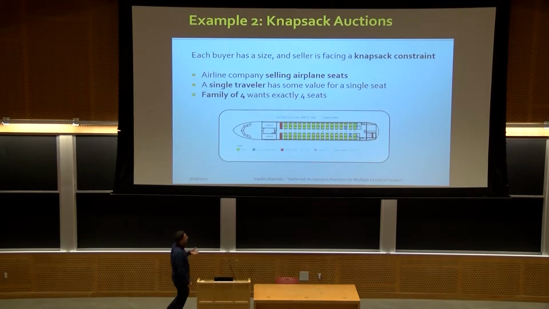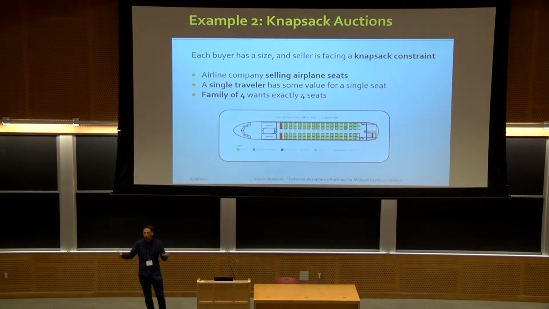Another example is a knapsack auction, where you have a capacity constraint. Consider, for example, the seats in an airplane. You have a limited number of seats. Some family might want 4 seats. A single person might want just 1 seat. But you have a capacity constraint. You cannot just serve everyone. And again, that implies different subsets of these buyers that you can serve. Again, a binary setting: you either accept them or reject them.